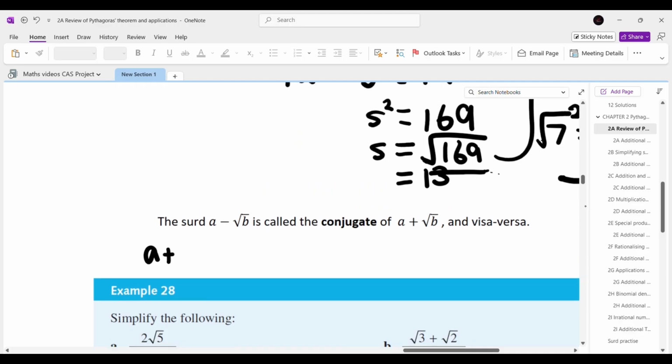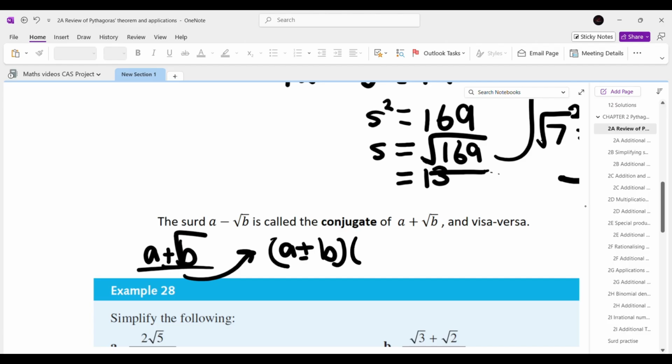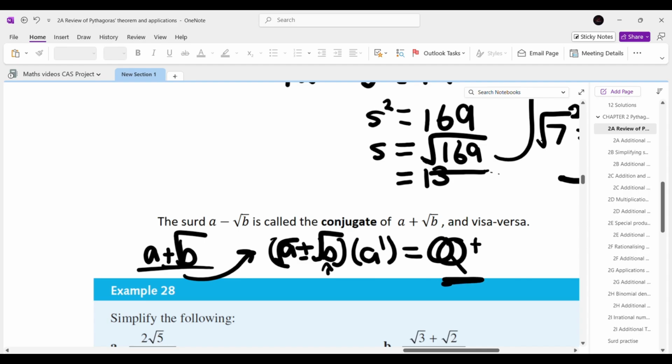When we have an expression A plus or minus B, there's always a conjugate to this expression, which we'll just call A prime. When the conjugate is multiplied by this, it'll always express this root, or if both are in roots, it'll always express this as a whole, as a rational number. This is just a symbol for plus or minus.